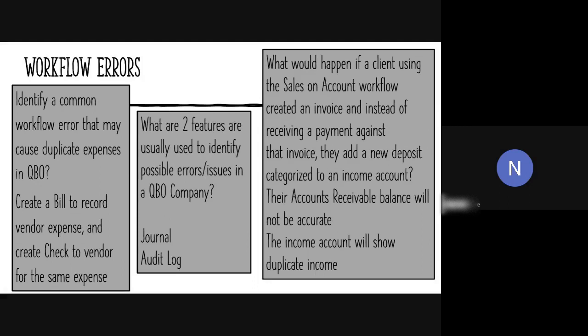And then instead of receiving the payment against that invoice, which would be received payment under the client column, you instead just went to new deposit and put it in a different income account. So what would happen here?